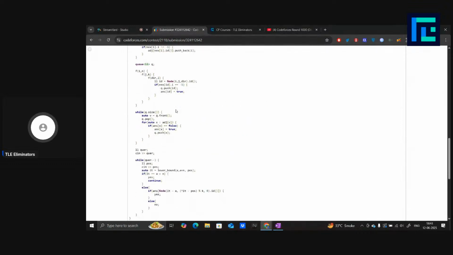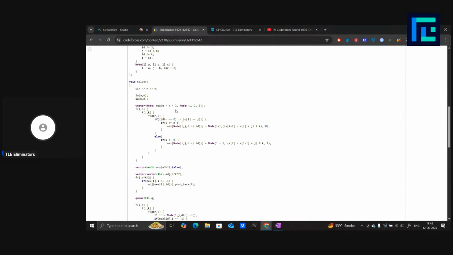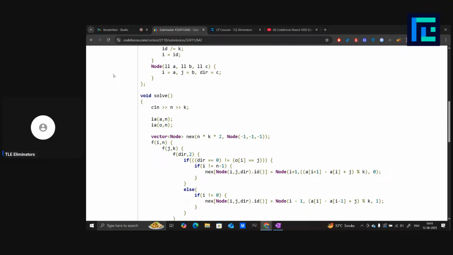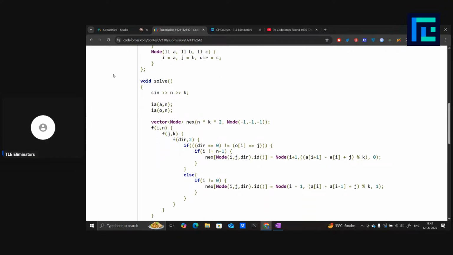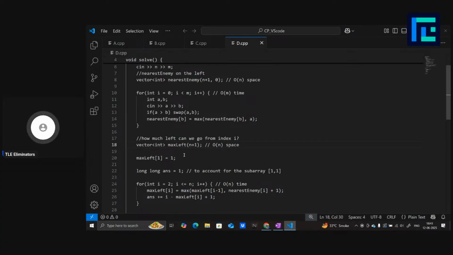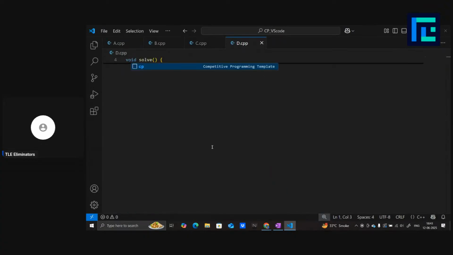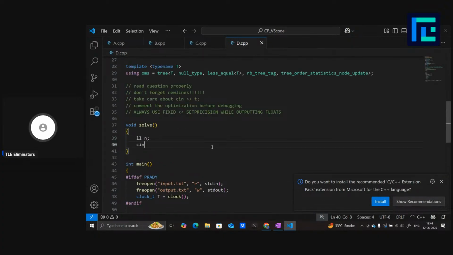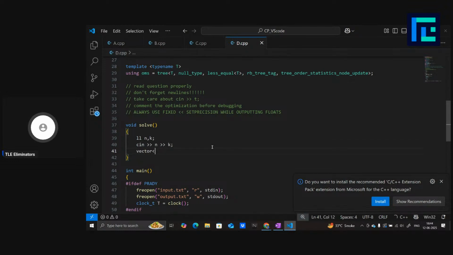So actually, what I've done here is that normally what you would do is make a 3D vector, right? If you want to store the answer to all the states, then what would you do? You would take the input of n and k and c, and you would just store that.